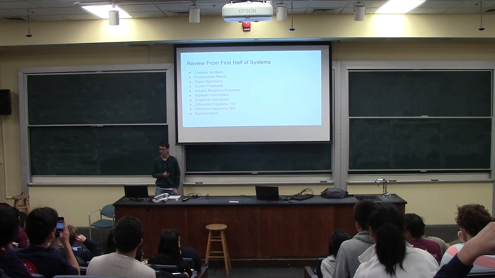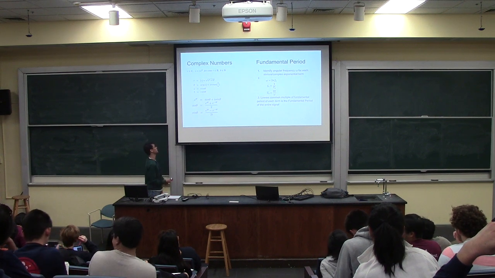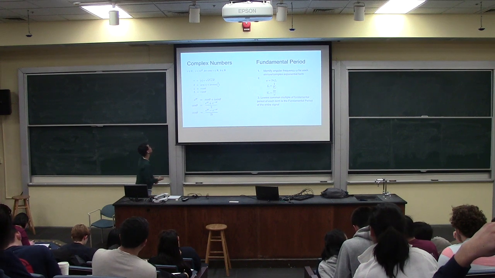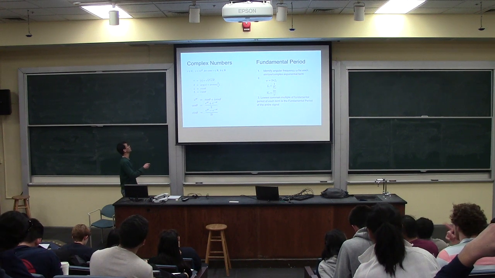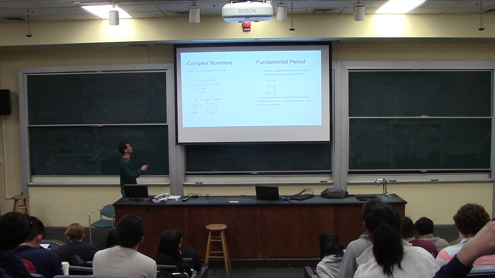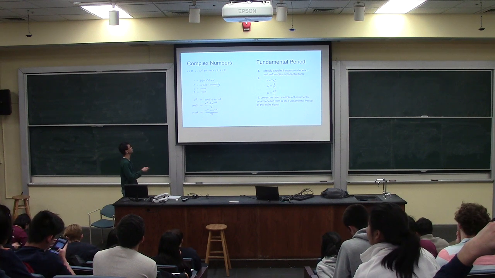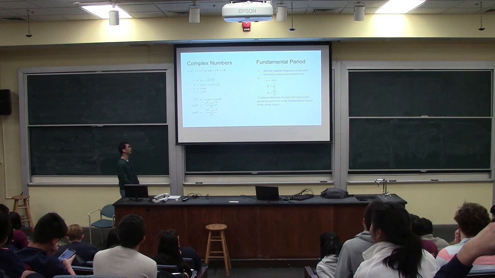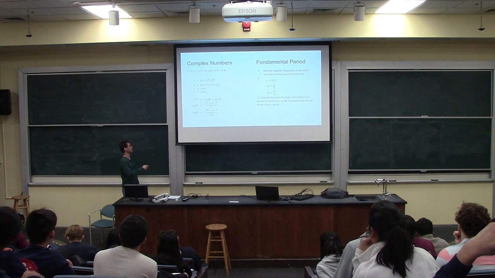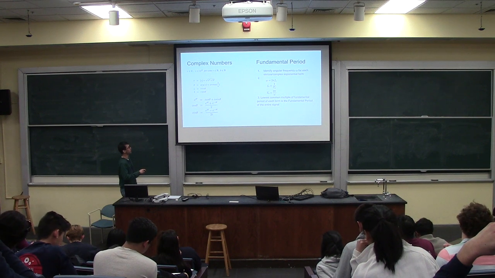OK. So first thing, these are the equations for complex numbers that you should know. This should be reviewed by now, but this is the complex exponential form and the conversion between the two. And you have the equations for cosine and sine. Note that for sine you're dividing by 2i.